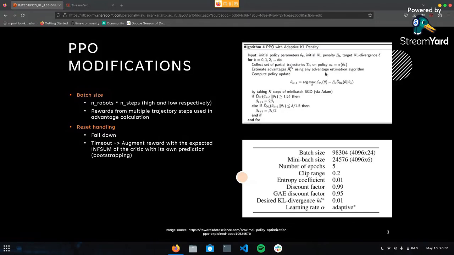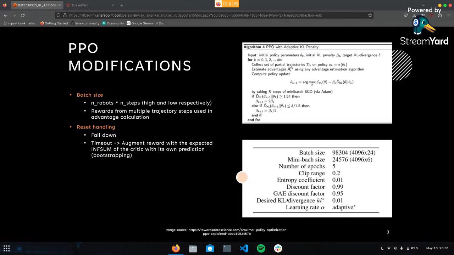But that brings up another issue, which is when using the critic in an actor-critic method, which uses implicit time. When you decrease the number of steps, that estimation can become very foggy. So when you take into account that the authors have proposed timeout as a kind of reset handling mechanism, then the critic network can give very shoddy estimates. The way they have solved this is through bootstrapping, where they augmented the reward with the expected infinite sum of the critic with its own prediction, and this was proven to be a pretty decent step because it gave decent results at the end.